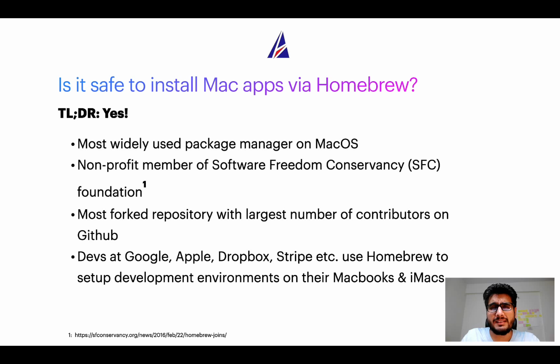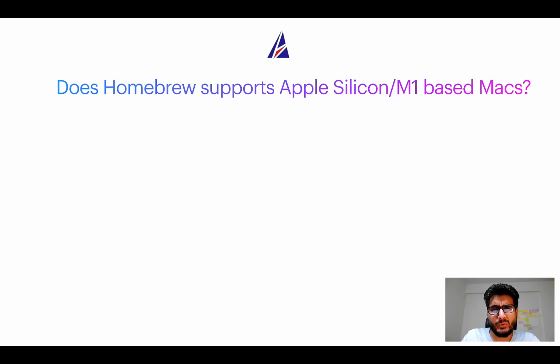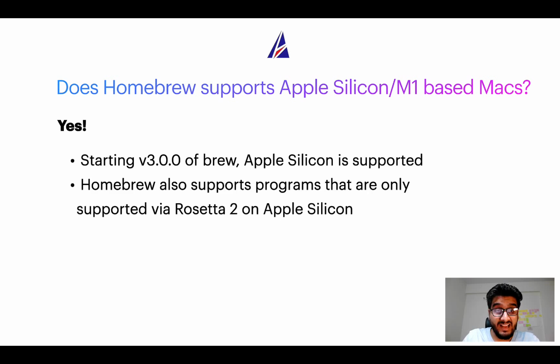Many devs at organizations like Google, Apple, Dropbox, Stripe, etc. use Homebrew to set up different development environments on their MacBooks and iMacs. Next question. Can you use Homebrew to install programs on Apple Silicon, or more popularly known as M1 MacBooks? Again, yes. Starting version 3.0 of Brew, Apple Silicon is now supported on Homebrew. In fact, Homebrew also supports programs that are at the moment only supported via Rosetta 2 on Apple Silicon.